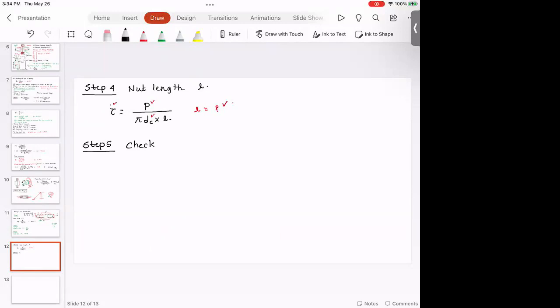Check for crushing, check for threads crushing in nut. So that is pi divided by 4 (D outside square minus DC square). So sigma c is P divided by pi by 4 times (D outside square minus DC square).